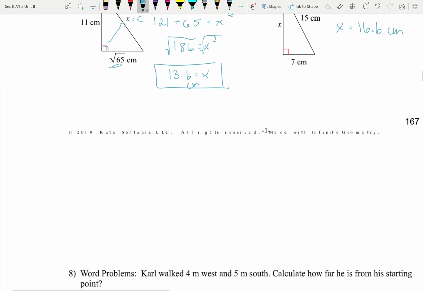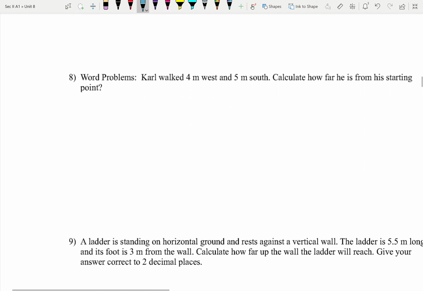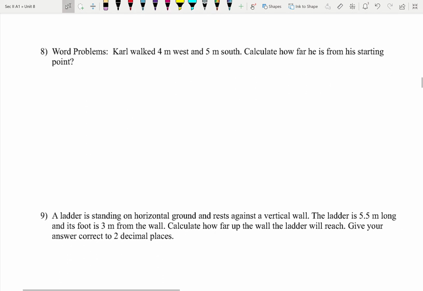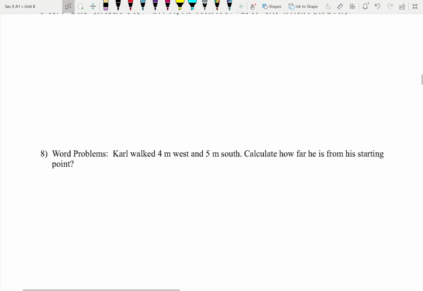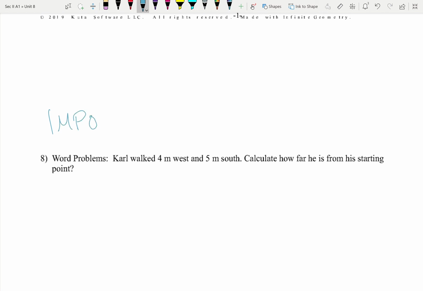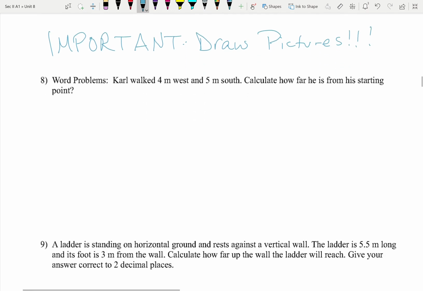Okay, last type of review, bear with me here, is 8, 9, and 10. These are word problems. Don't let them scare you. Just go through piece by piece. And most important, okay, draw yourself this note up here, important. Draw pictures. As we go through this trig unit, drawing pictures is so important to you understanding these problems and what you are being asked to do.